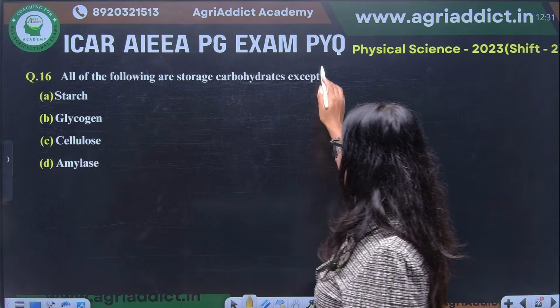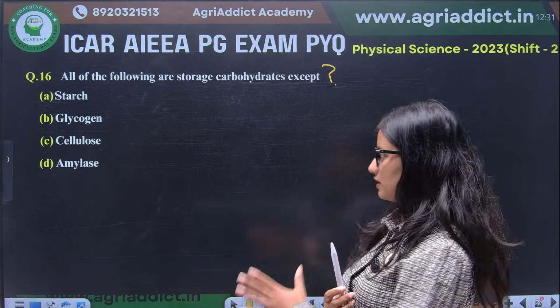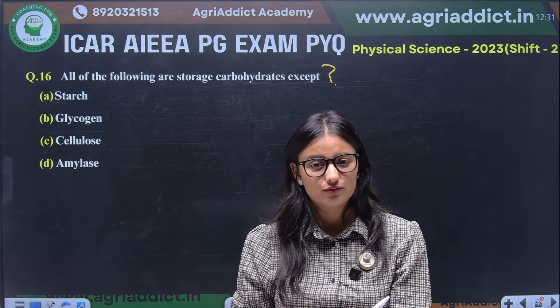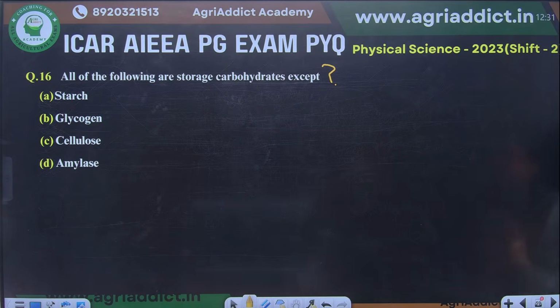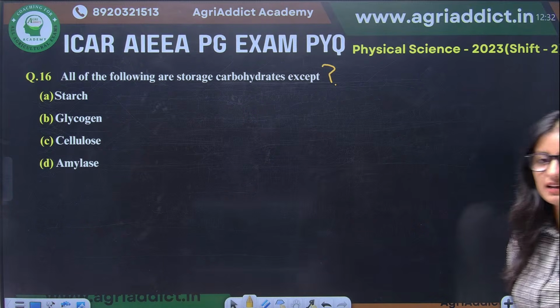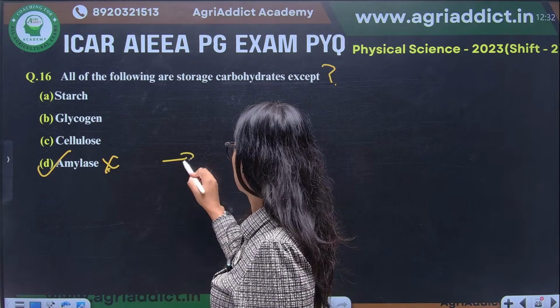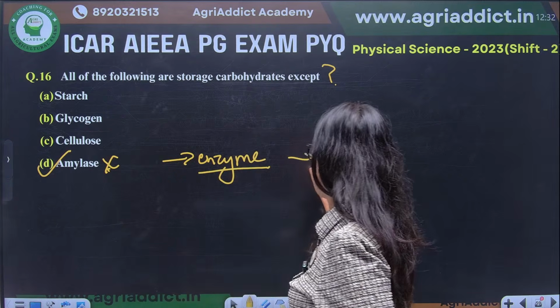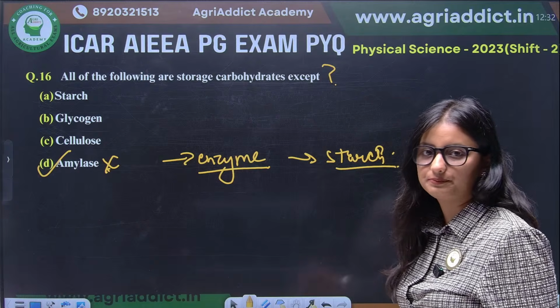All of the following are storage carbohydrates except. All these carbohydrates are used for storage. These are storage carbohydrates. Among them, which one is not a storage carbohydrate or a carbohydrate? Which one? Okay, amylase. What is amylase? Yes, this is not a carbohydrate. क्या है ये? It is an enzyme which acts on किस पे? Starch. Okay, very good.